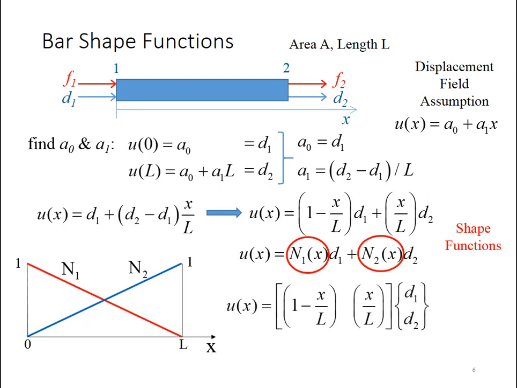Moving forward, I can write the expression for u in terms of a product of a row matrix with the column vector d1, d2, and I can simplify that expression to say u of x equals n times d. We're going to see a lot of this in FEA, keeping things compact with these reduced forms of equations, but you want to keep track of what they're referring to. So in particular for a bar element, the n matrix is the two shape functions that I've defined here, and this is true for all linear bar elements.